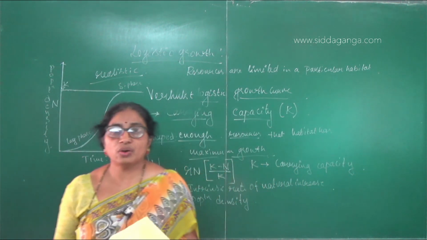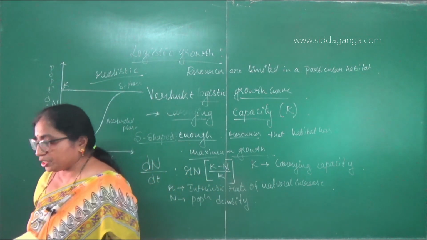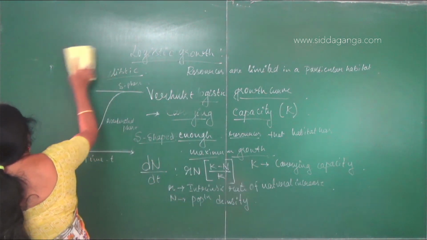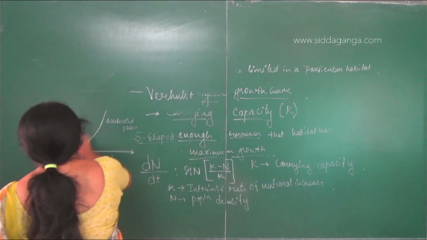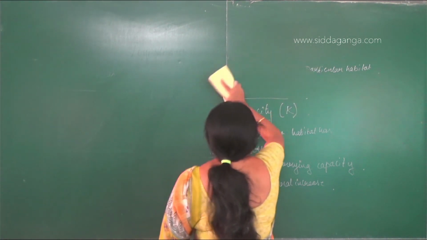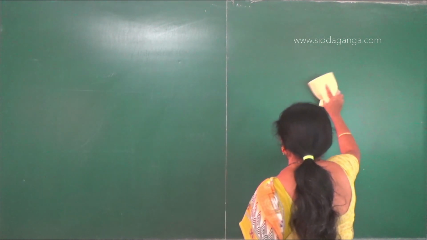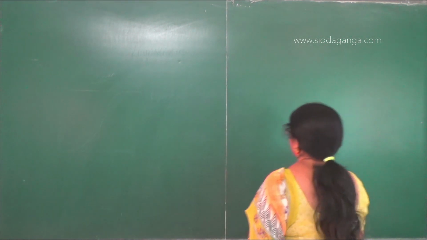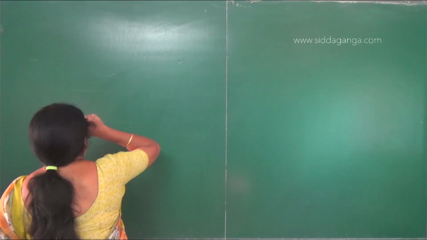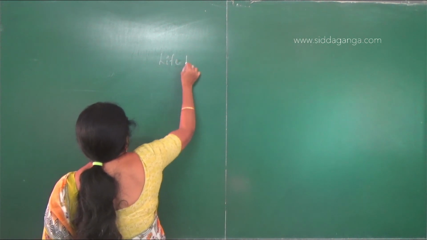So now looking into the next topic, which is called life history variations. This is a very small topic, and after this I shall end this session. So the next one is life history variations.